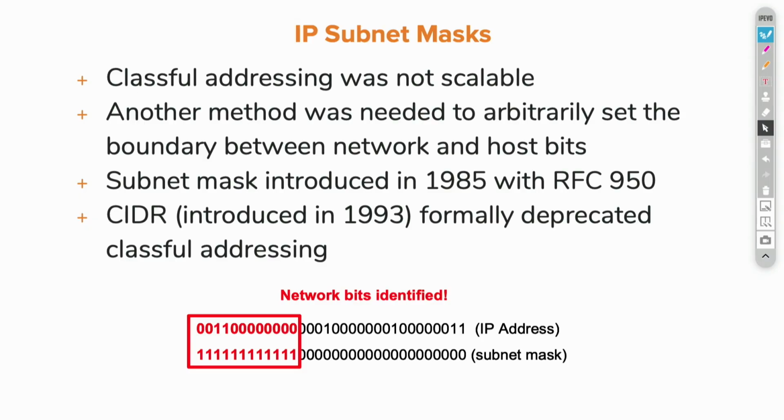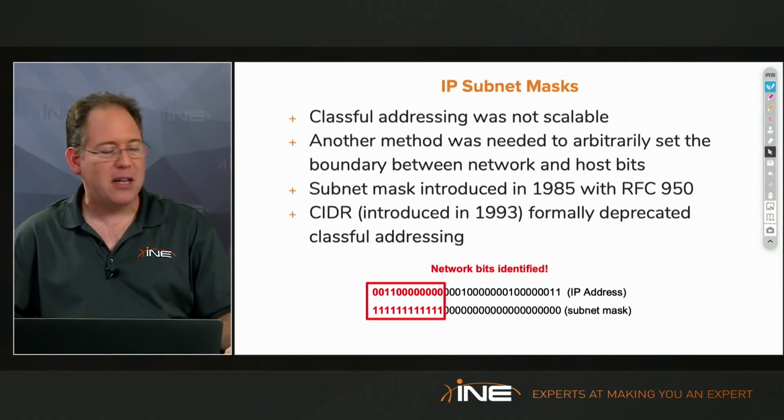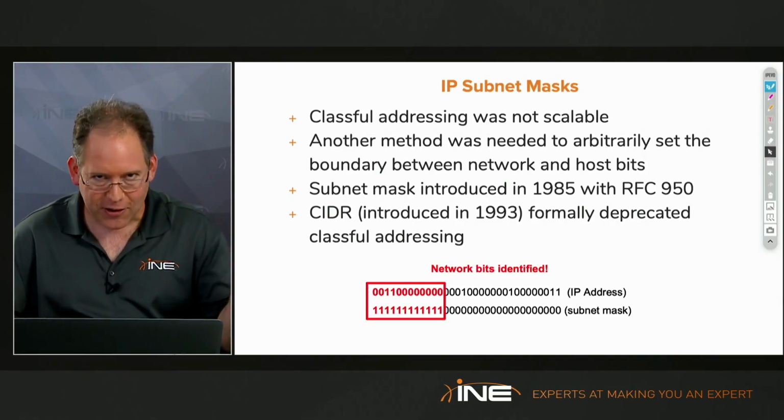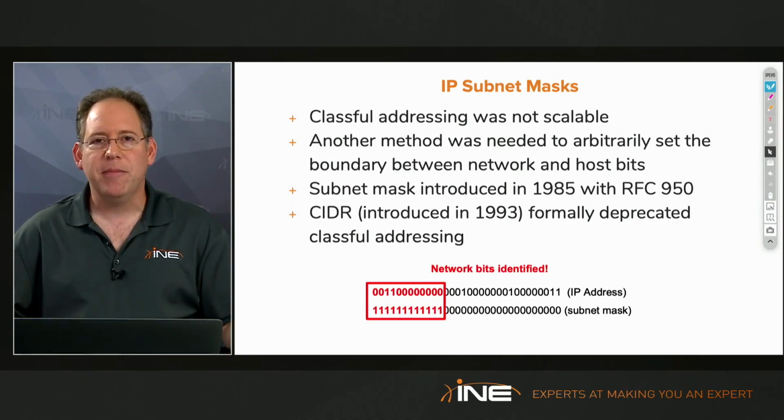Hey, if that subnet mask only had the very first 2 bits set as 1s, 1, 1, and then 0, 0, 0, 0, then that would mean that in my IP address, only the first 2 bits belong to my group. Only the first 2 bits were my network. Now you're not ever going to see that, but that's how the logic of the subnet mask works.